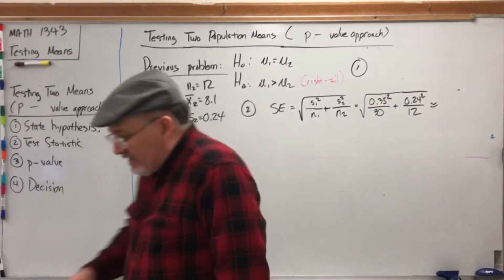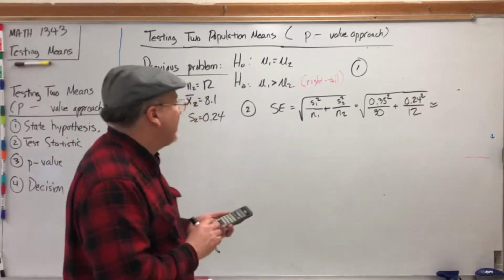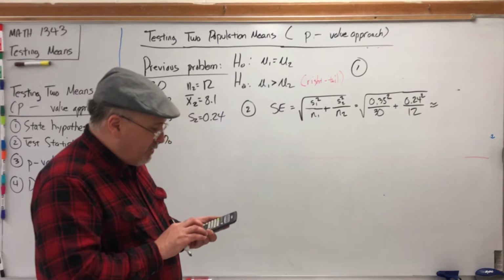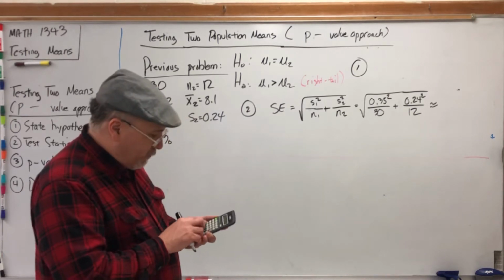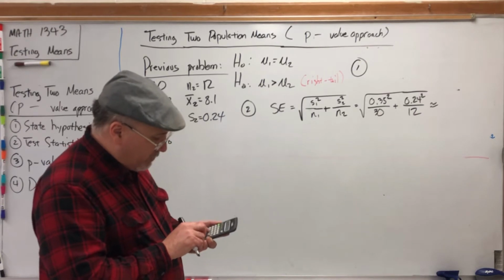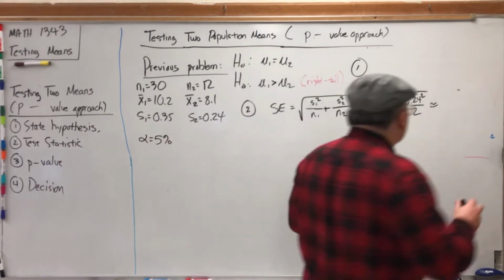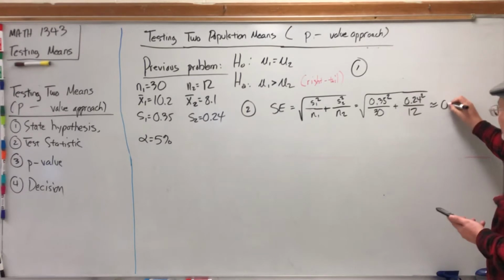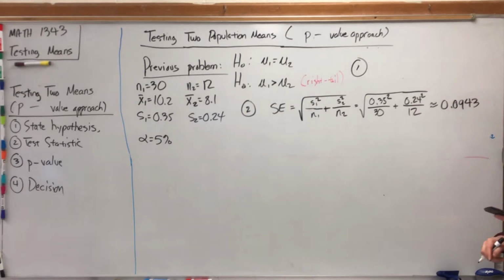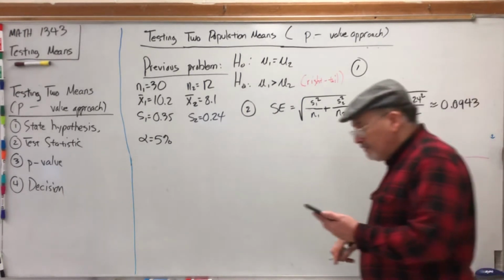I don't remember what that value was, but there's no harm in calculating it again. 0.35 squared divided by 30 plus 0.24 squared divided by 12 equals, and then square root that. I remember that number. To 4 decimal places, we got 0.0943. It was actually 0.09425, but the 5 rounded the 2 up to a 3.